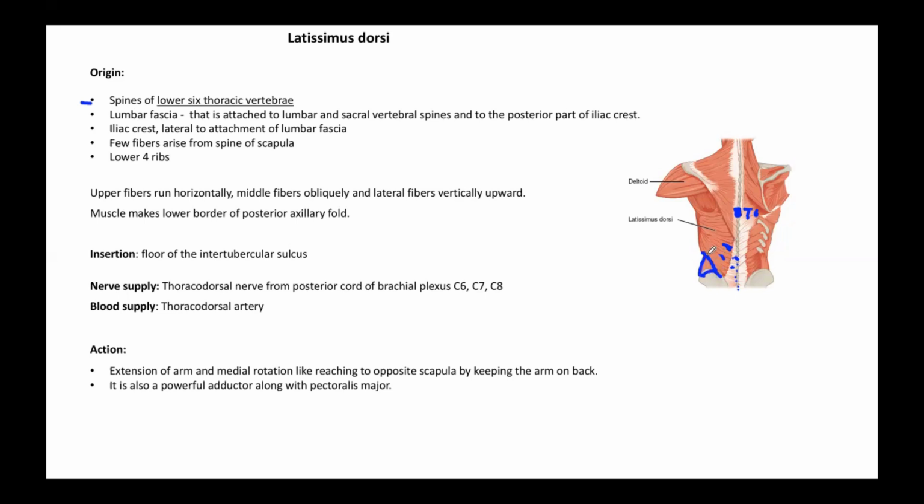But this is the latissimus dorsi. So we can see some part is overlapped by trapezius, which is this muscle. Upper fibers go horizontally, which helps in identification. Lower fibers are more vertical. And then it passes along the posterior wall of axilla and makes part of the posterior wall of axilla, and then it's inserted into the floor of intertubercular groove on humerus.